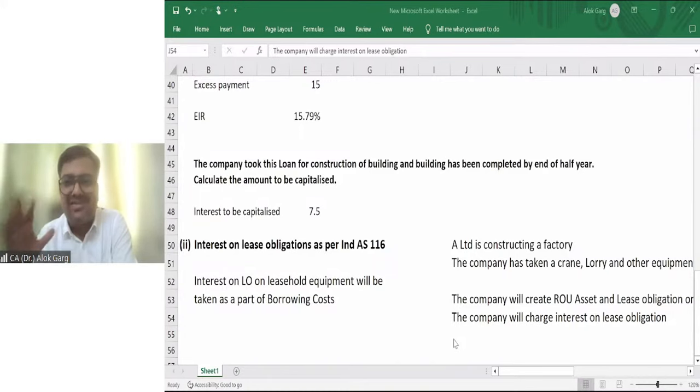Over the period in which the construction has taken place, for example, the company has taken a loan of 1,000 crore for 5 years. Interest rate is 10%. What is the amount of interest every year? 1000 crore, 10% interest, loan taken for 5 years. Just three pieces of information I have given you.